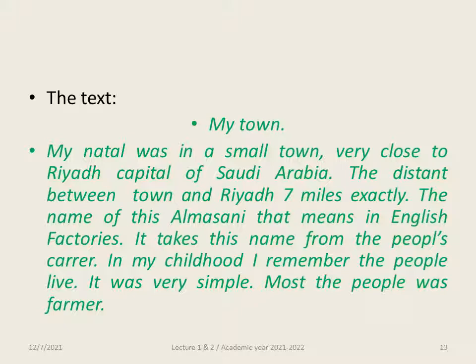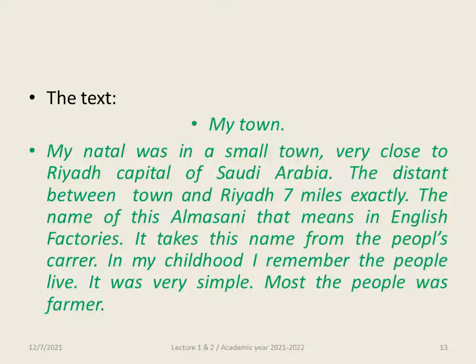So we understand that this person is writing about his town. Okay, so "my natal." As you can see, maybe he wants to say my native town, or my town, okay, "was." There is a grammatical error here. All right. "In a small town very close to Riyadh, capital of Saudi Arabia."